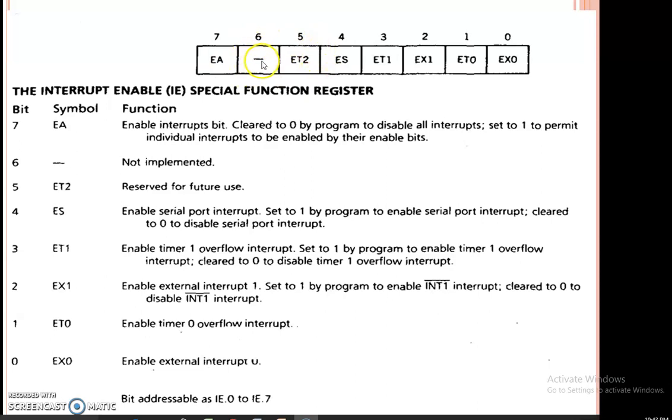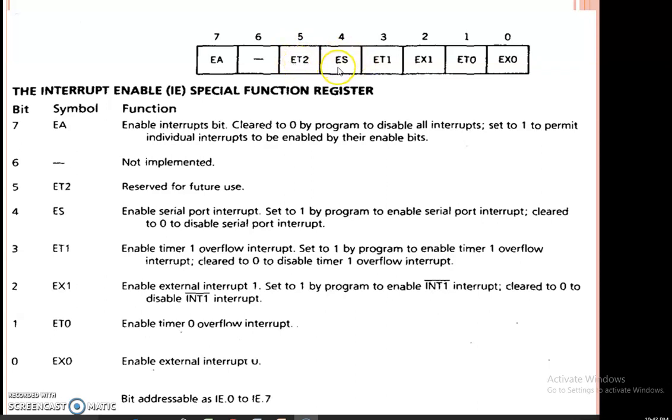Next, the 6th bit is not used. The 5th bit is ET2. ET means enable timer. The 8051 does not have any timer 2. It has only timer 0 and timer 1. So ET2 is for timer 2, which is also meant for future use. Timer 2 is not there with the 8051.